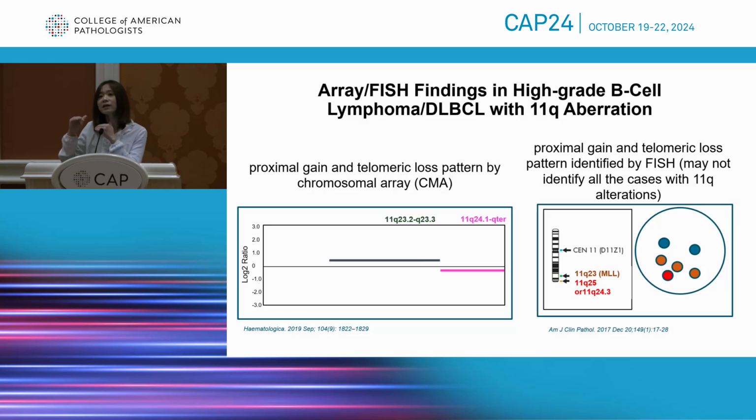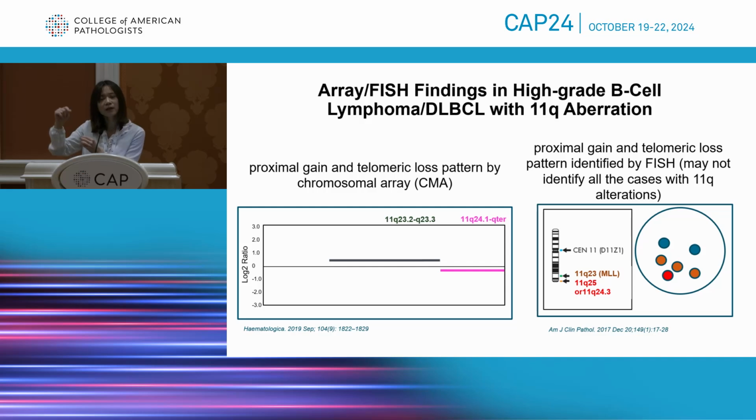And then you can also use FISH to identify it. So this time you will need multiple probes. First we have a central probe for chromosome 11. If you still have two chromosome 11 centromeres, you get two signals. That's why you have two signals right there for the centromere. And then we have a probe targeting 11q23, usually KMT2A. If you have a proximal gain at that region, you get multiple signals. That's why I'm showing three signals right there.